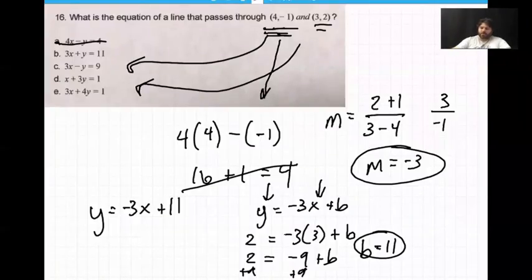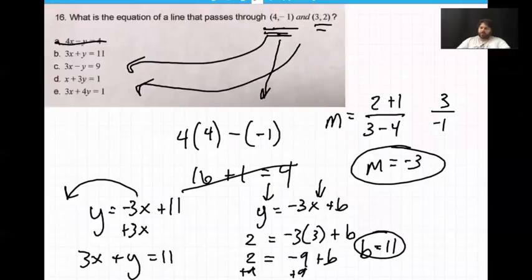But then, of course, all my answers are in standard form, so I add my 3x over, and I get 3x plus y equals 11. So answer choice B is correct. But again, remember, guess and check would work just fine.